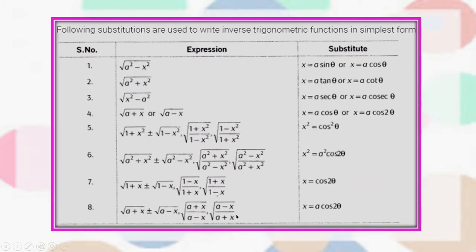Here is the table which tells us about a few specific substitutions. In the questions we have seen, we have to assume a few values of a particular variable. So here is the table that will help us up to some extent. If you have this type of expression given in the question, in this if you substitute x equal to a sine theta or x equal to a cos theta, depending on the question, then it will help you to solve the question. In the same way we have some other expressions as well. If you have these types of expressions, then these types of substitutions will help you.